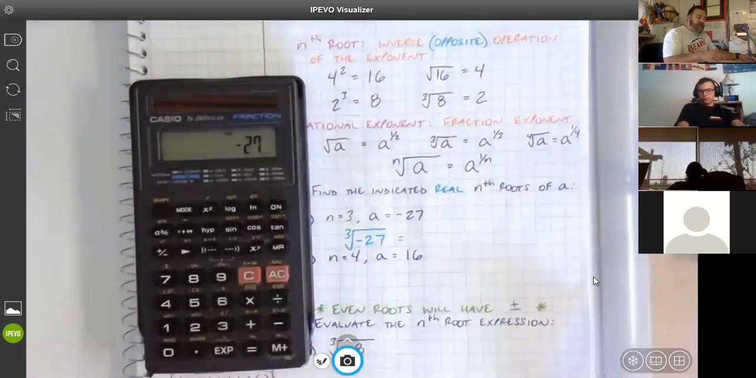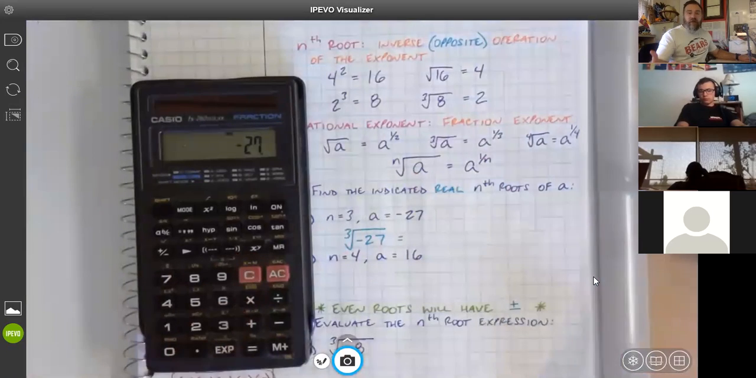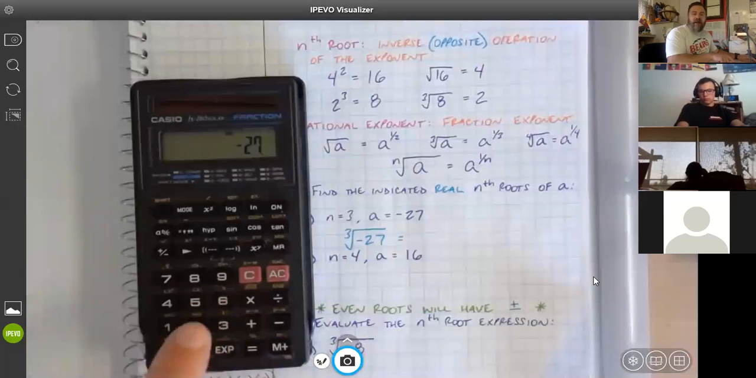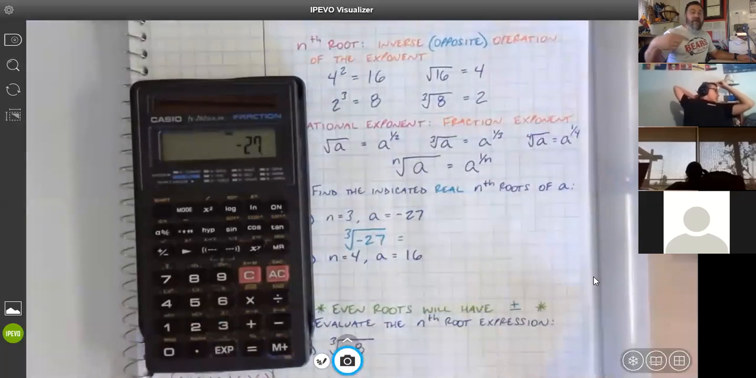But if I were to press this button, it would wait for the whole number answer. And so the mistake might commonly be to push that button, then raise it to the 3rd power. But now it's negative 27 times itself 3 times. It's not what it's asking. It's doing the opposite of that, the inverse of that. What times itself 3 times gives me negative 27.